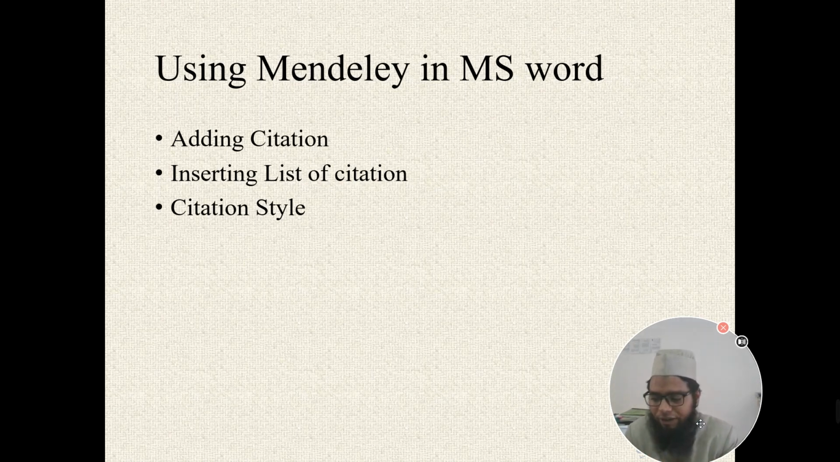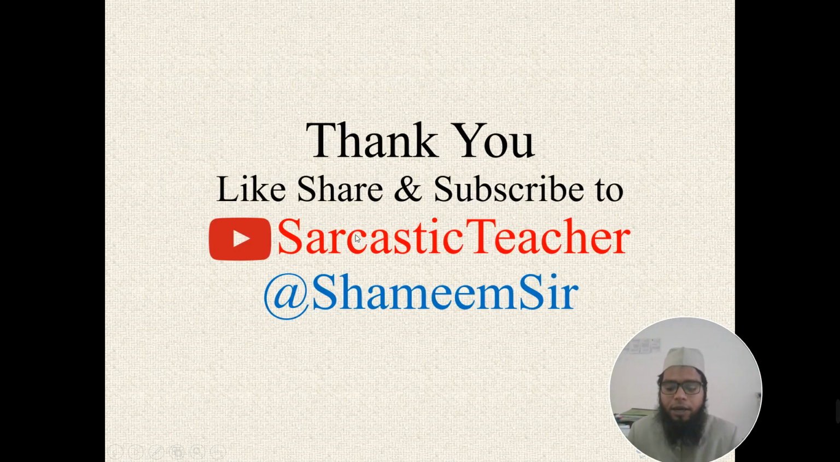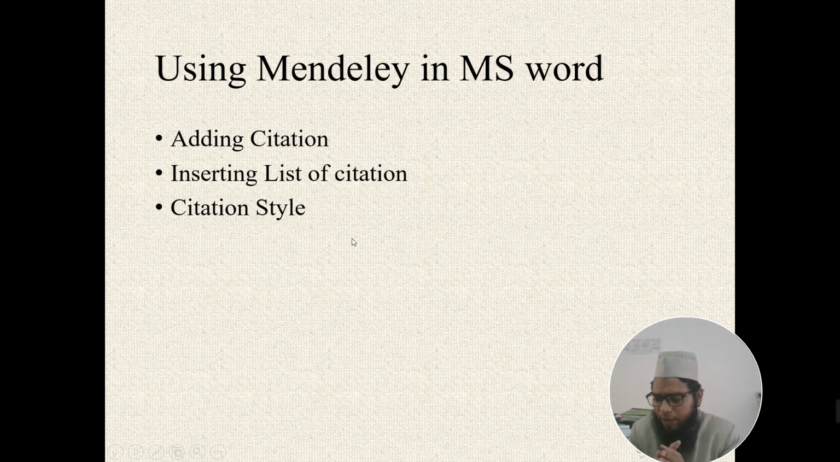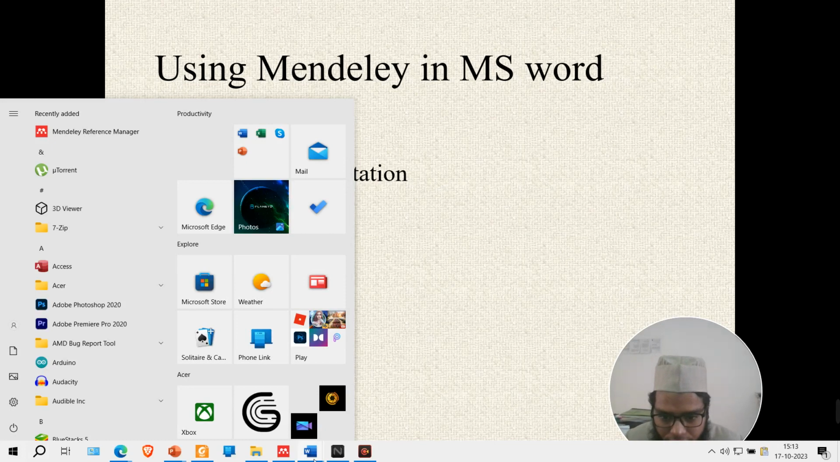So till now we have discussed the interface, the libraries, how to import papers and add references into Mendeley, and how we can use Mendeley to do the research and the literature survey, how we can sort our papers, make notes on them, and get our research organized. Now adding citations and inserting lists of citations is the basic work of any reference manager. For that we will have to go to Word.